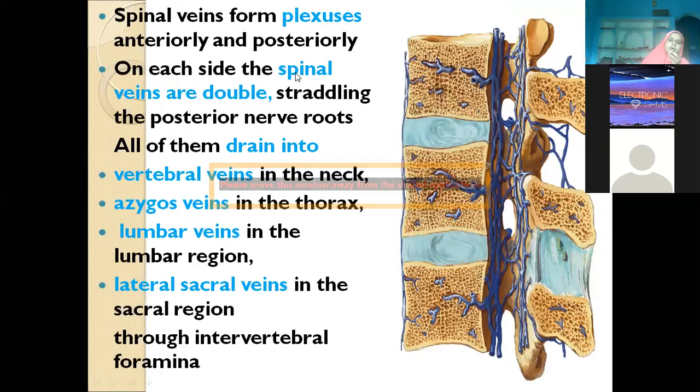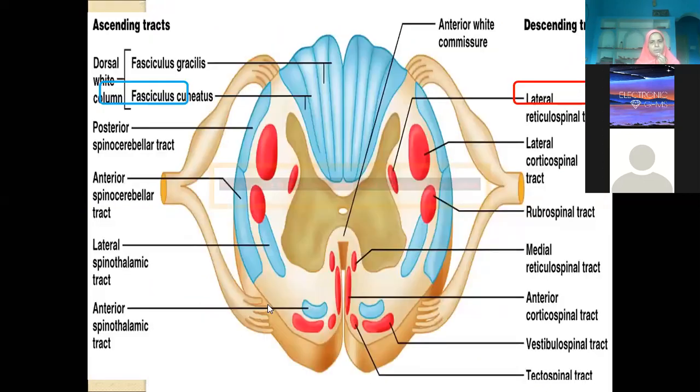So correspondingly, we also have veins, isn't it? These are the spinal veins. The spinal veins drain into vertebral veins in the neck. The vertebral veins in the neck finally drain into the azygous system of veins in the thorax, lumbar veins in the lumbar region and lateral sacral veins in the sacral region. So nearby veins they are draining into. Finally, the venous blood will come back, in the upper part to the superior vena cava, and in the lower part to the inferior vena cava.